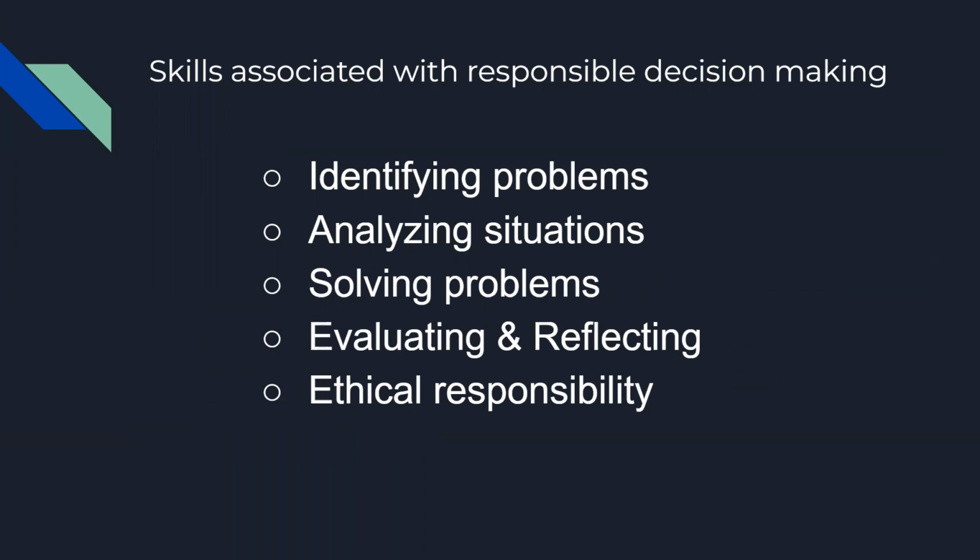So like the other competencies, there are some skills that fall under each of these larger competencies. And for responsible decision making, a lot of this revolves around problem solving. This is identifying problems, analyzing the situation, actually trying to come up with a solution to the problem, but then also evaluating and reflecting on the viability of your solution. And then asking the questions, is your solution good for people or bad for people? The ethics behind the decisions that you actually make.